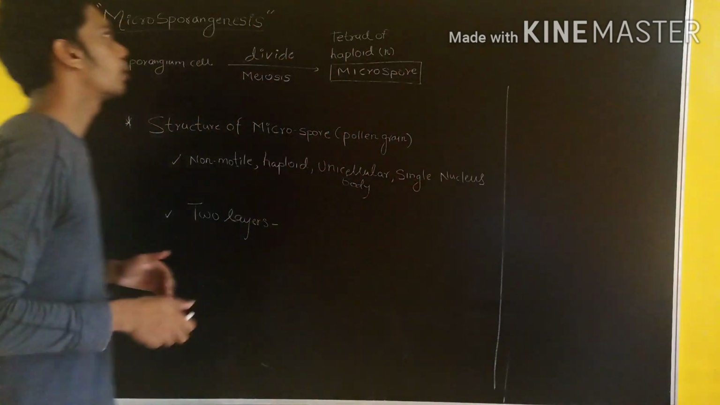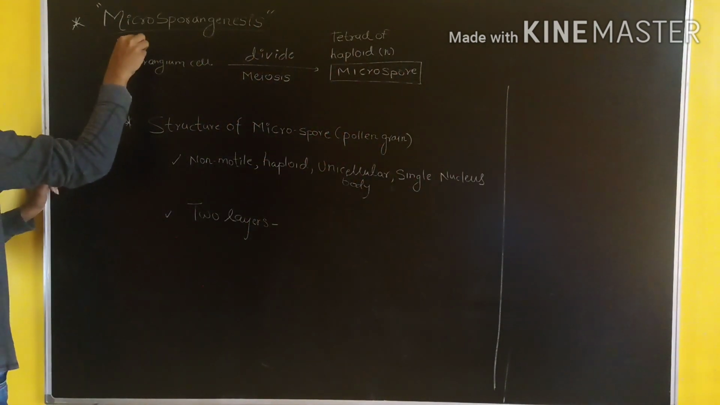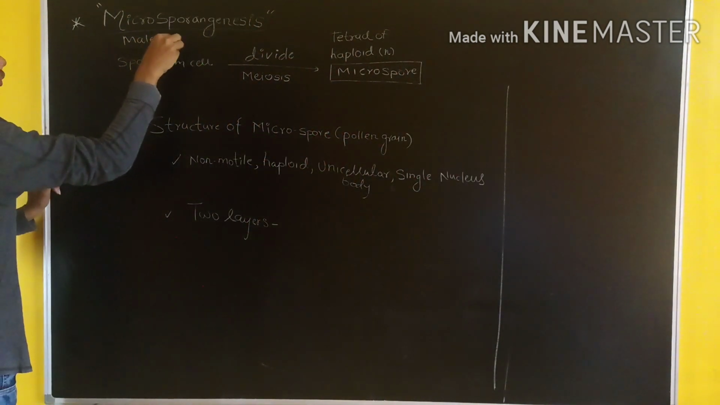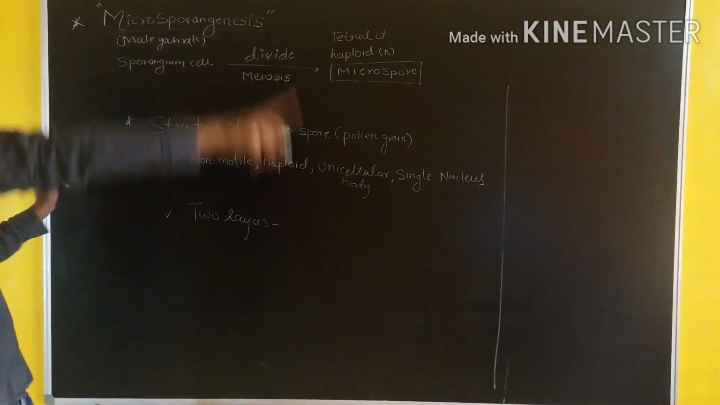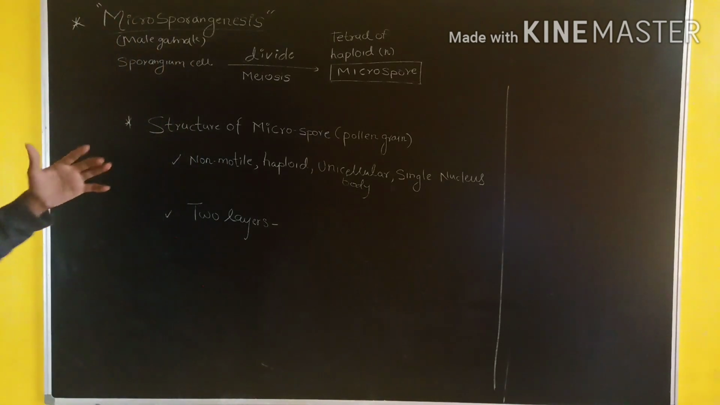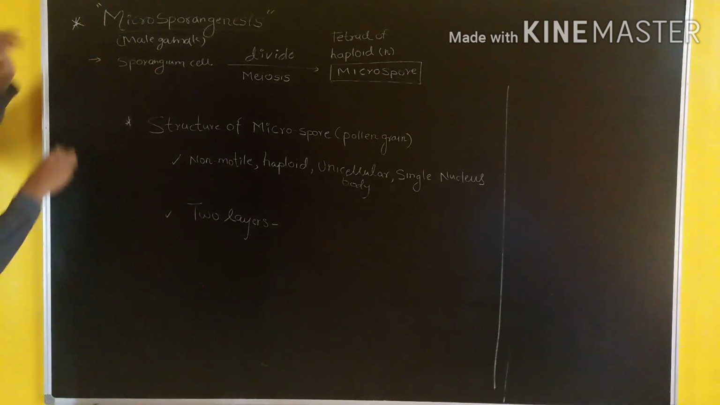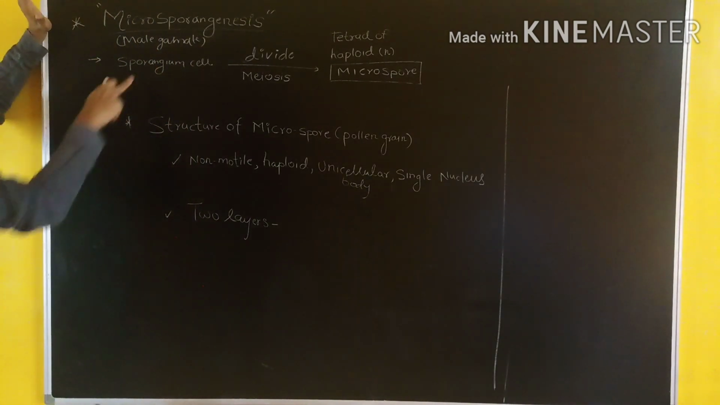Here we are talking about what? Male gamete. So that's called microsporangenesis. Now in this, what we have to study is this. See, there is a cell we have studied in the TS, the sporangium cell.